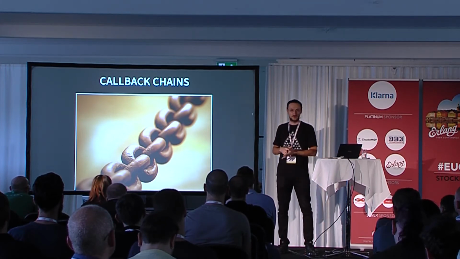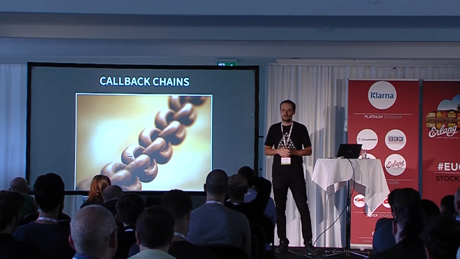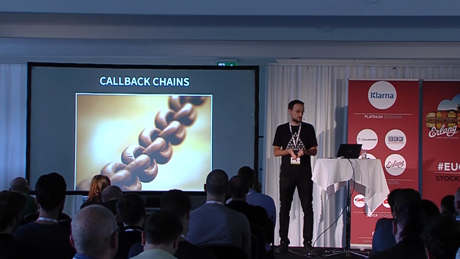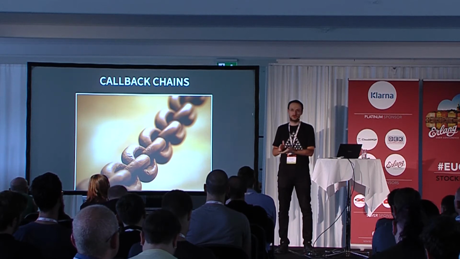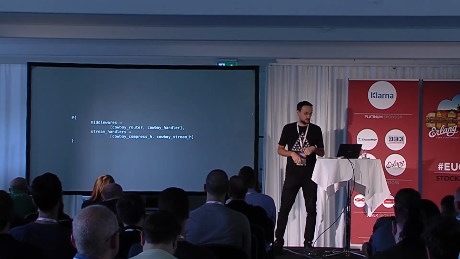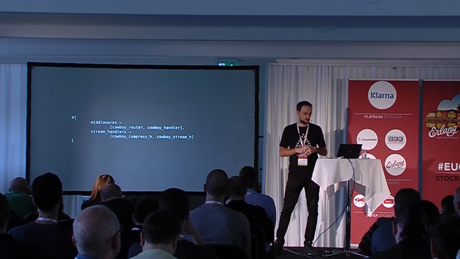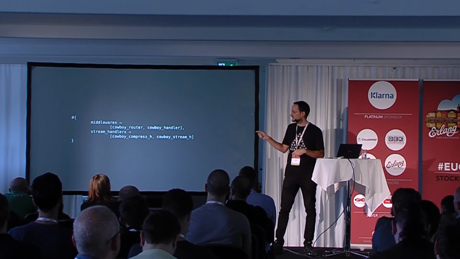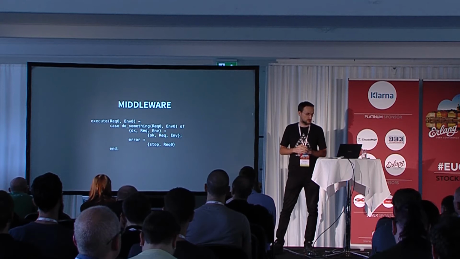So the third pattern I have is callback chains. So there was already a kind of callback chains in Cowboy 1 with middlewares. They are modules, well, functions really, that are called one after another. And in Cowboy 2, stream handlers are also a sort of callback chain, and they work differently. So these are all the middlewares and stream handlers coming with Cowboy, but Cowboy Compress is not enabled by default. It's there, but you have to enable it yourself.